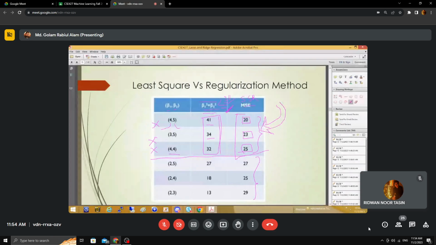Now we can see that the rest of the three pair values of beta 1 and beta 2 will satisfy the constraint, less than 30, that is beta 1 square plus beta 2 square, and they will also produce errors, but those errors are greater than these errors. But we have to find the minimum error among these three. So we can see that 25 is minimum, and 25 we actually got from beta 1 equal 2 and beta 2 equal 4.